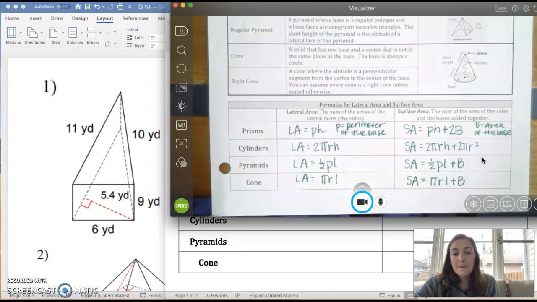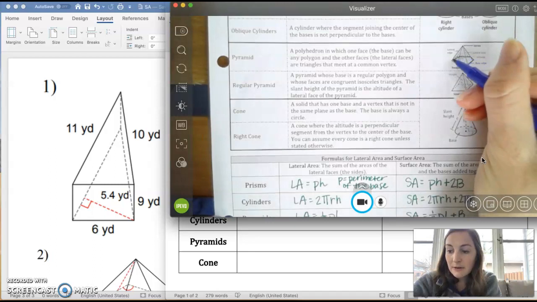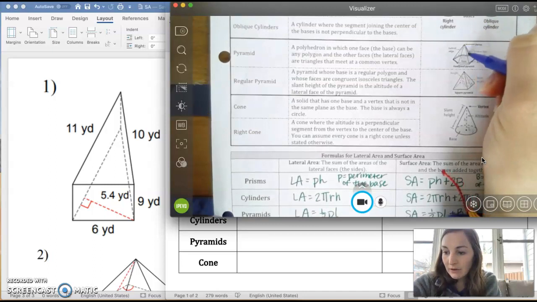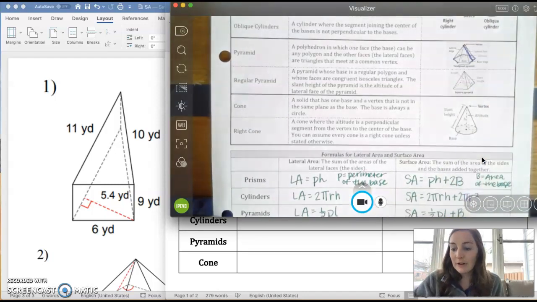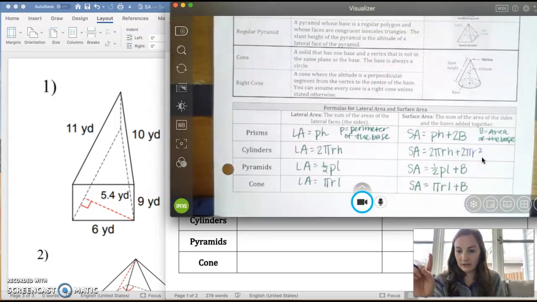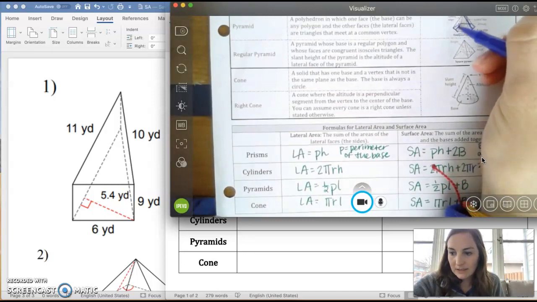Then for pyramids, our lateral area would be 1/2 the perimeter times the lateral. So our perimeter would be going around this base here, and we're multiplying that by 1/2, and then the lateral is, again, if I went from the vertex and I went along the side of that figure, that is my lateral height. So then to find my entire surface area, I would take that lateral surface area, so 1/2 the perimeter times the lateral, plus the area of the base. I would need to find out what this base is here.